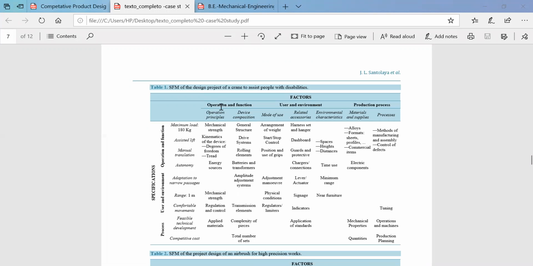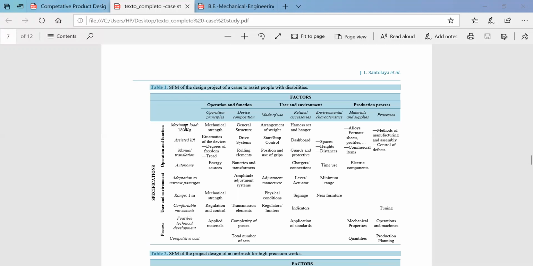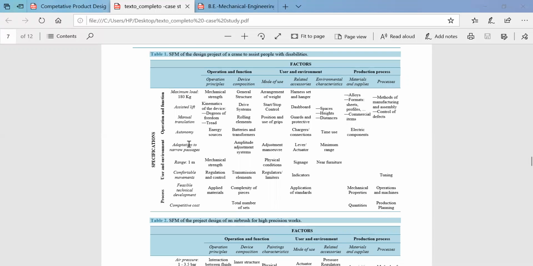So here we have the operation and function, the user and the environment, and the production process as our three factors. Based on these three factors, the specifications needed for the crane to be redesigned are listed out here. These specifications should always come out with respect to three sections. One is related to the process, one is related to the environment and the user requirement, and the third is usually related to the operation and the functional requirement. Based on these three sections, the specifications were listed out.